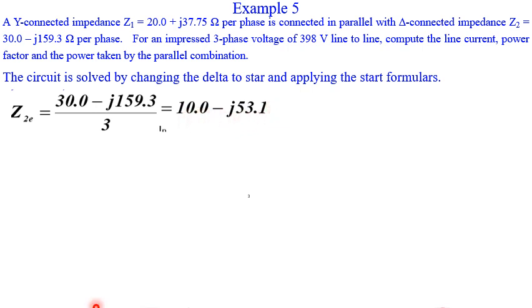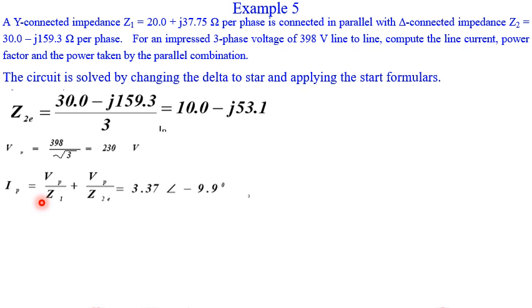Doing that, we now need to calculate our phase voltage. We are now applying star. For the star formulas, we said line voltage is equal to phase voltage times root 3. So to calculate the phase voltage, we simply divide the line voltage by root 3. Phase voltage is equal to the line voltage, which was 398, divided by root 3, and we get 230 volts. Then after doing that, we now need to calculate the phase current.